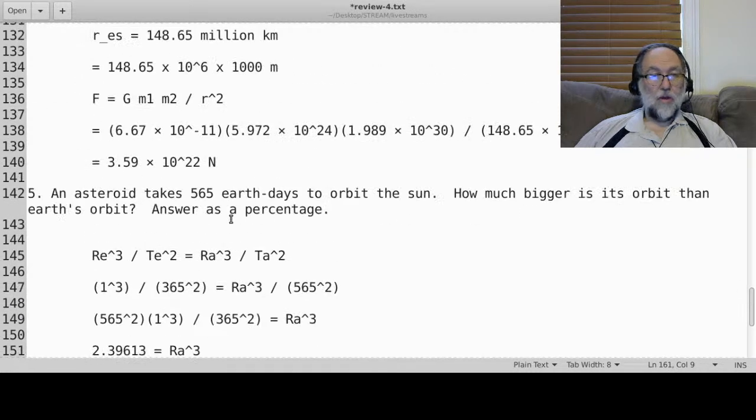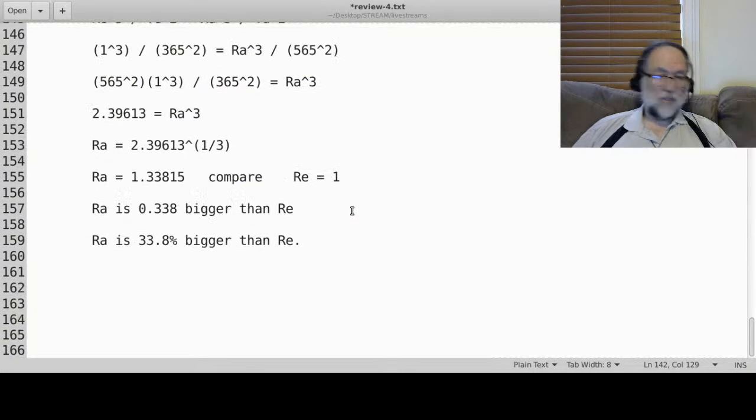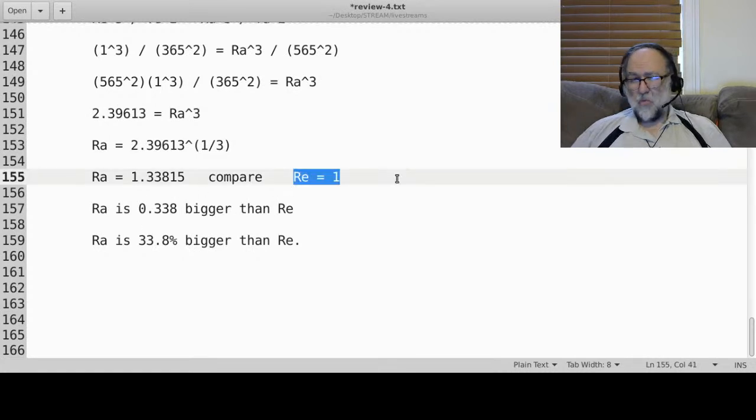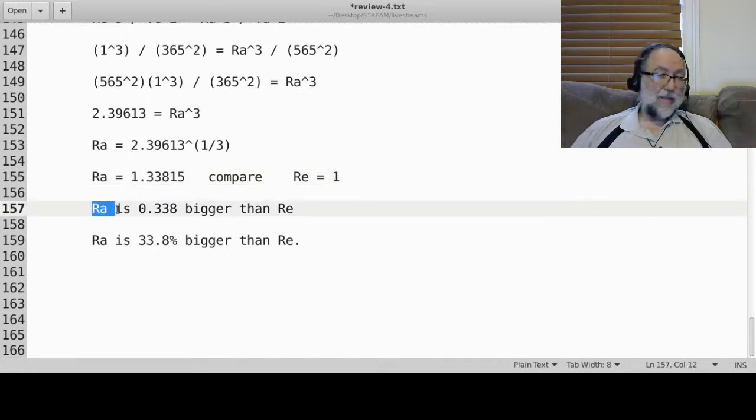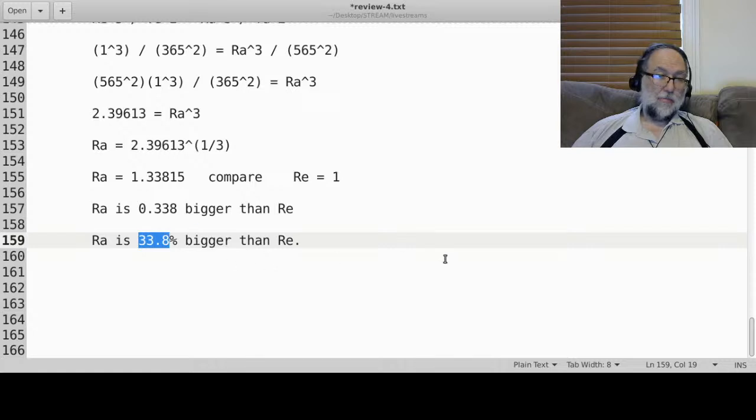All right, so over here I said, answer as a percentage. I did that just to make life easy for us because, if the radius of the Earth is 1, well then the radius of the asteroid is 1.33815. That means that the radius of the asteroid's orbit is 0.338 bigger. I rounded off here, I just dropped the 1.5. And that's how much bigger it is as an absolute value. Or if you want it as a percentage, it's 33.8% bigger. Okay, so there you go.